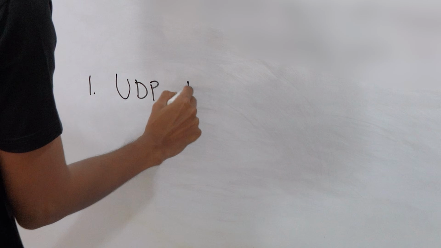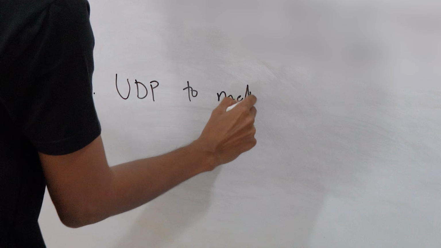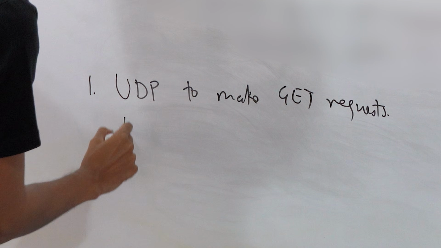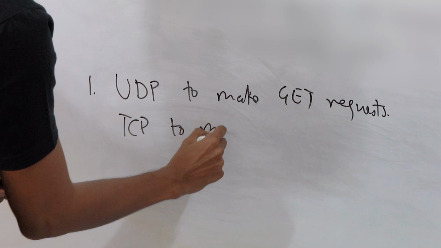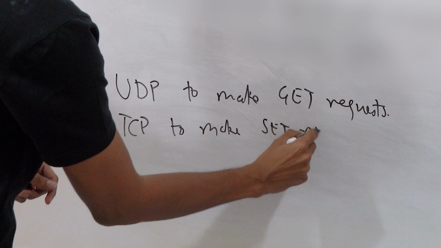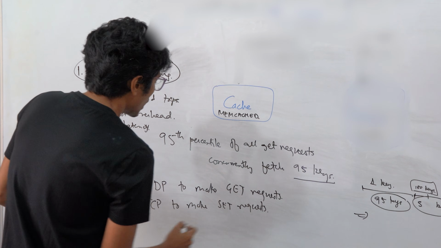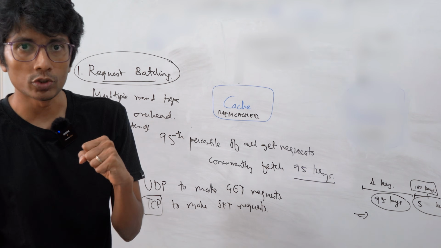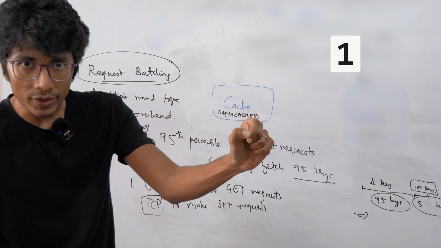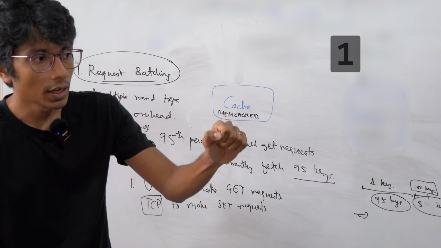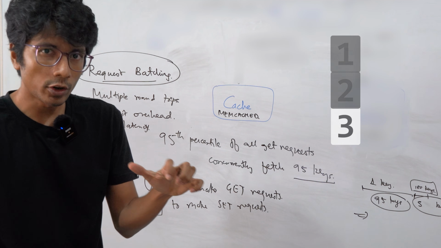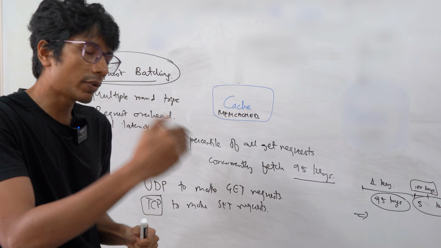Facebook mentioned it in their tech talk actually, which is using UDP to make GET requests, but using TCP to make SET requests. If you use TCP, the benefit is for every request that you make, you get an acknowledgement. So you send request number 1, you get an acknowledgement, you wait for it, and then you send request number 2. You wait for the acknowledgement, send request number 3.